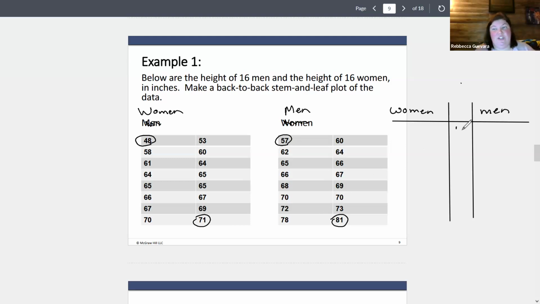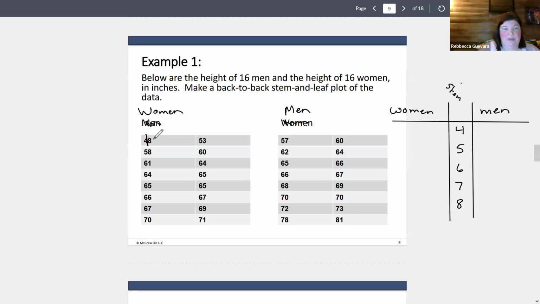So I want to make sure I start with a 4, because we're looking at that first number. That is going to be my stem. You don't usually write stem here, but we're going to. 4, 5, 6, 7, and then I want to make sure I have that 8 because that's where I maxed out. So we'll do women first. Like I said, put in order so this one's a little quicker.